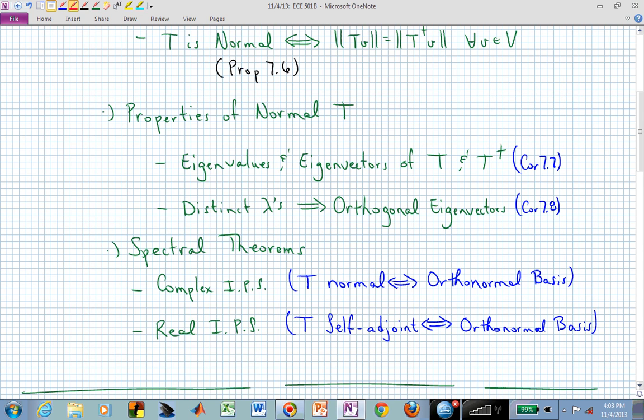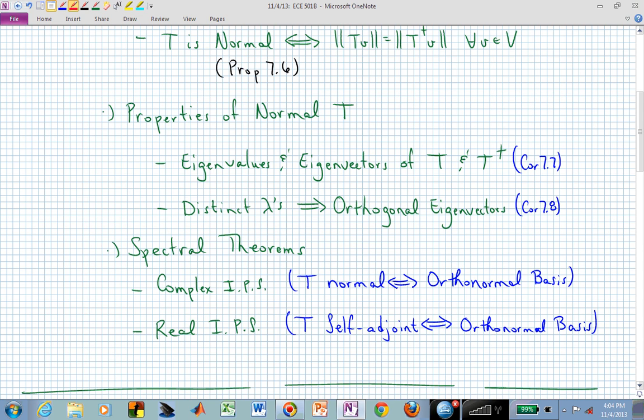If we do have a normal linear map T, then there are particular relationships between the eigenvalues and the eigenvectors, and that's corollary 7.7. So if T is normal, then we have this particular relationship. Really, they share the same eigenvectors. Their eigenvalues are conjugates of each other. If you now have a normal T and you have distinct eigenvalues, 1, 2, 3, 4, then the eigenvectors associated with those eigenvalues are orthogonal, and that's a nice thing. Whenever you can find orthogonal eigenvectors, that creates a lot of nice properties.